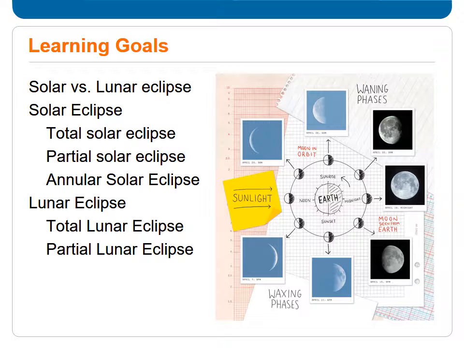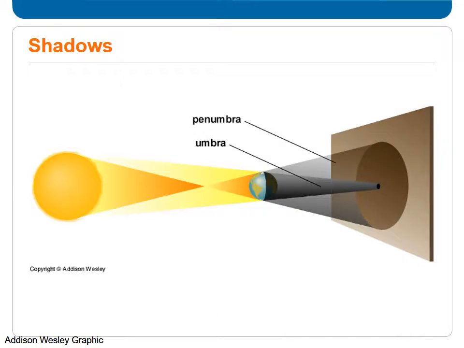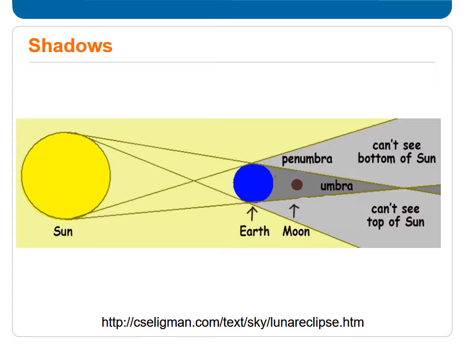The learning goals are to understand the difference between solar and lunar eclipse and that there are total and partial eclipses. An illuminated object casts a shadow that consists of an umbra and a penumbra. These regions arise because of the partial versus total obscuration of the light source. In the umbra, the sun can't be seen at all.